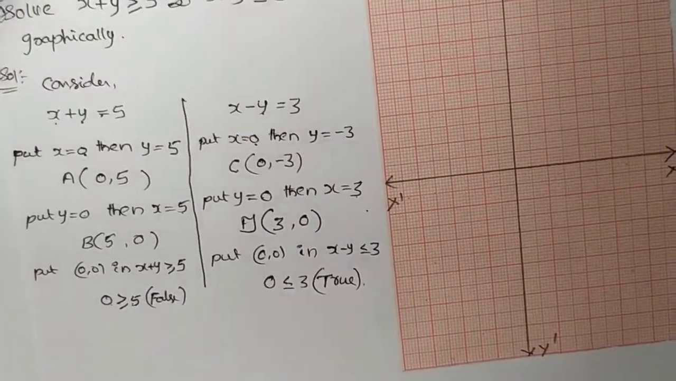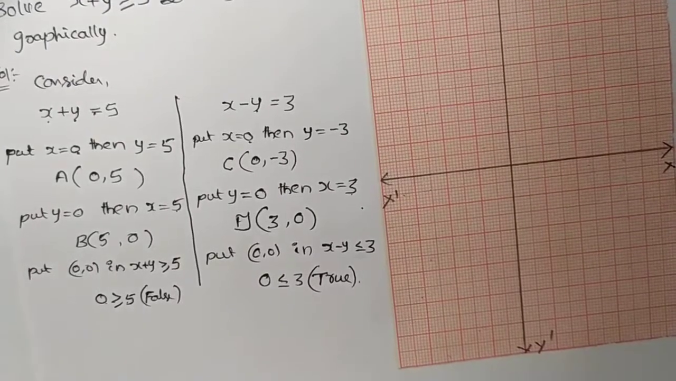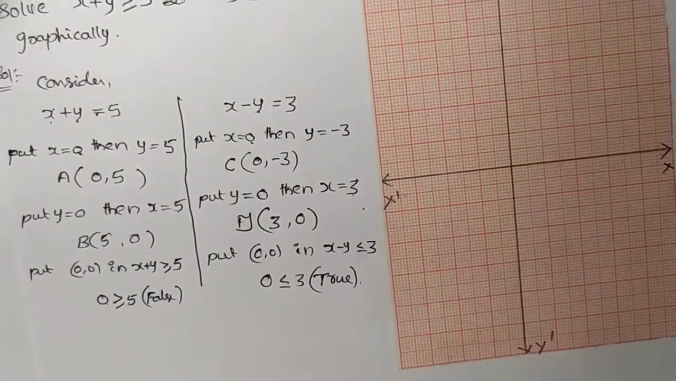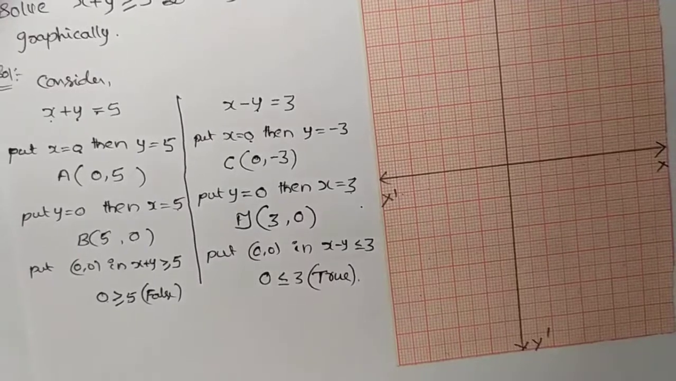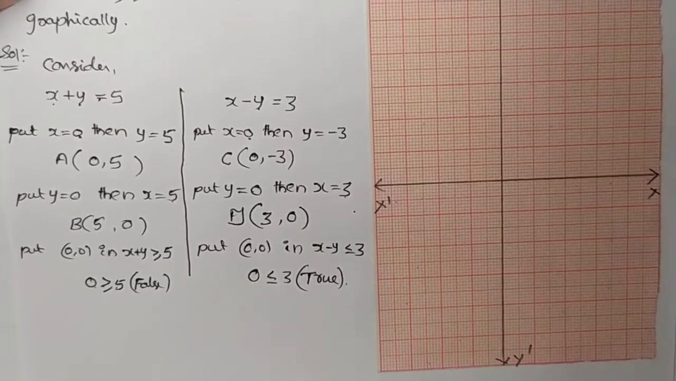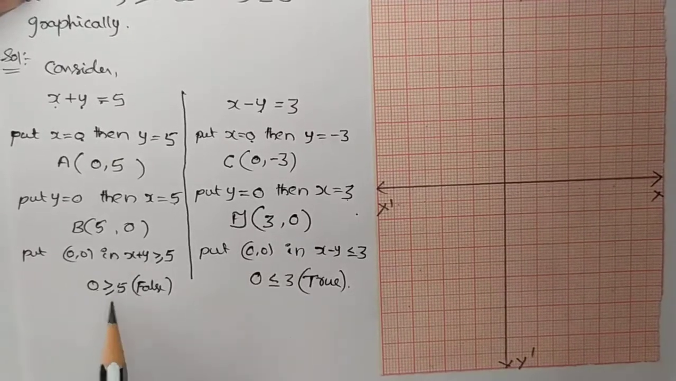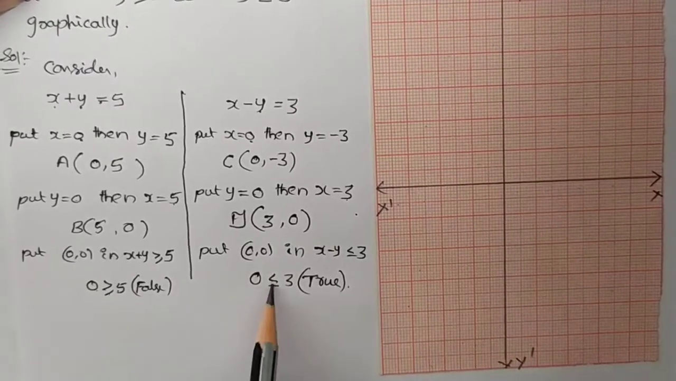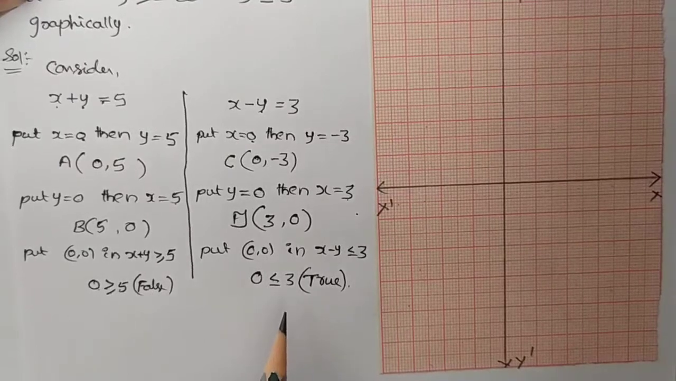You have to remember that if the inequality involves less than or greater than, we have to draw the line as a dotted line. If the inequality involves less than or equal to or greater than or equal to, then we have to draw the line as a thick line.